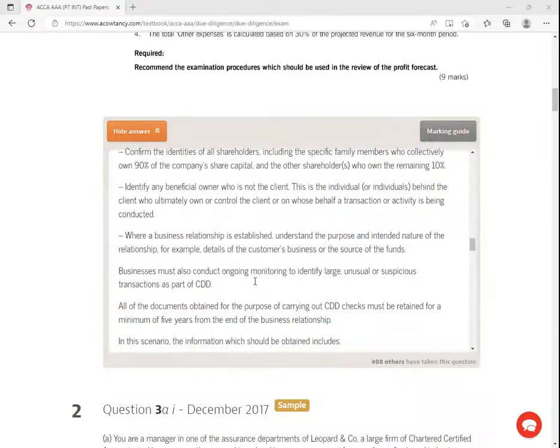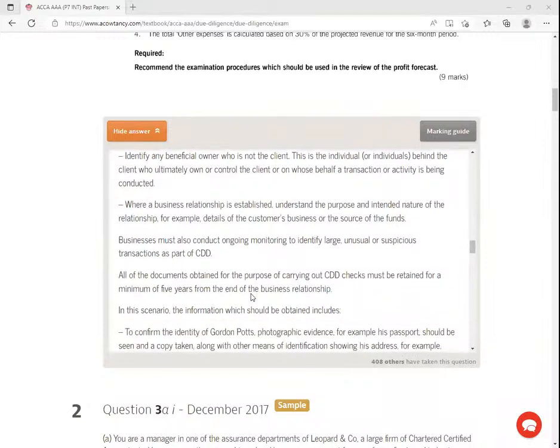Businesses must also conduct ongoing monitoring to identify large, unusual, or suspicious transactions as part of CDD. So anytime you're doing this customer due diligence, it's important to just get the bank statements. Try to see, is there a day that they deposited huge chunks of money in a day? So in this case, I try to identify these large, unusual, or suspicious transactions.